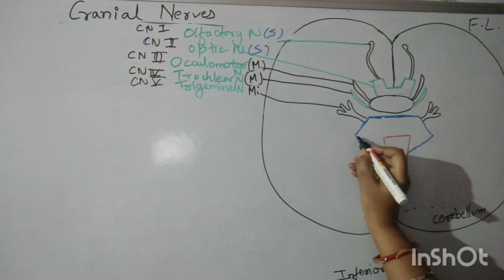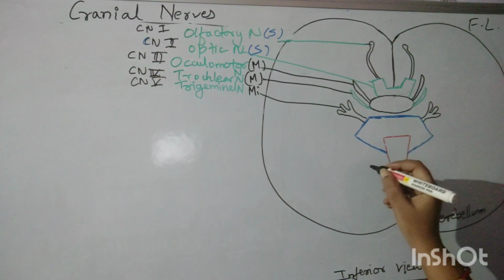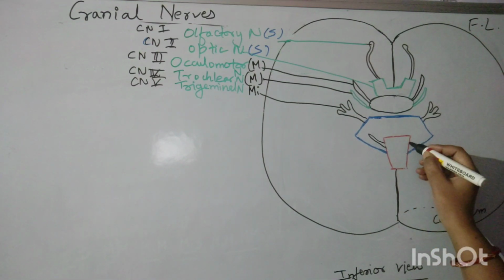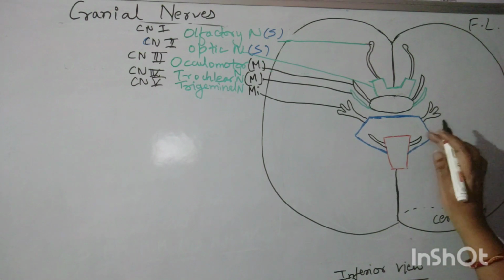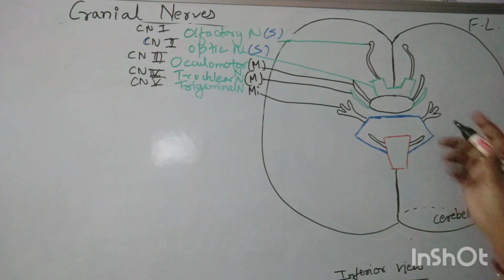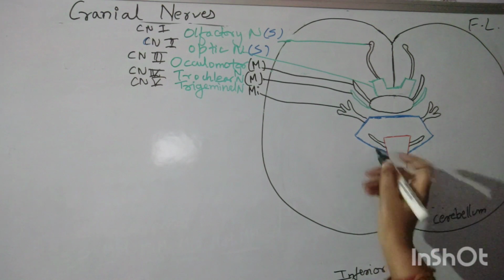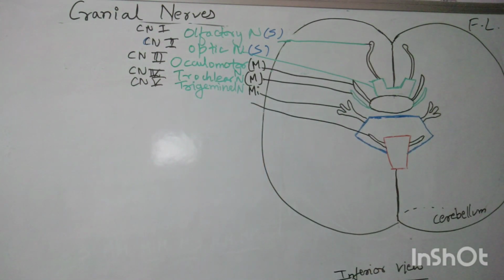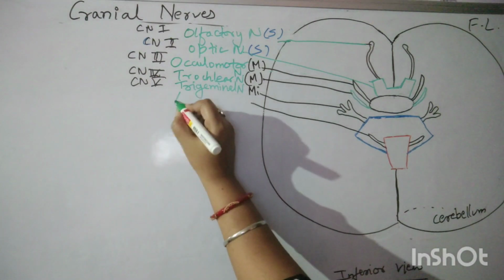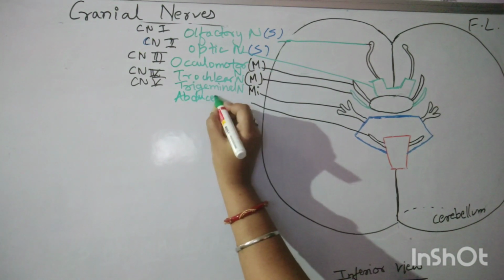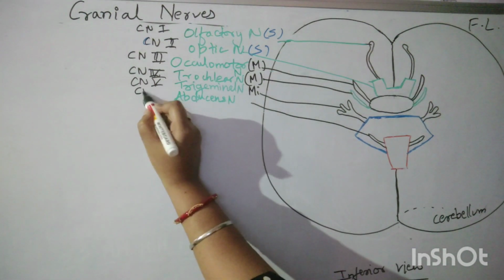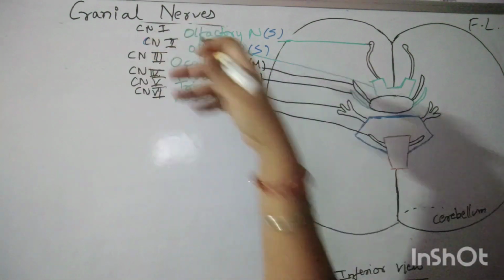Now fifth nerve. Sixth nerve. This is also in pair. This is our smallest nerve. The smallest nerve among the cranial nerves is the abducens nerve, which is cranial nerve 6. Remember, it is the smallest nerve among the cranial nerves.